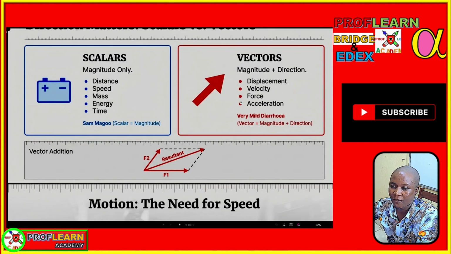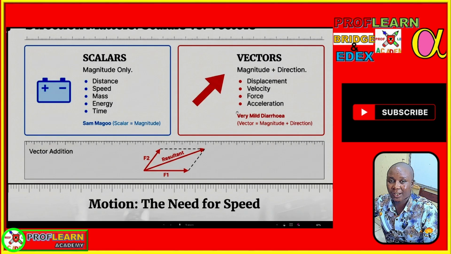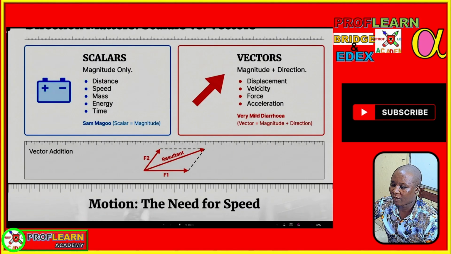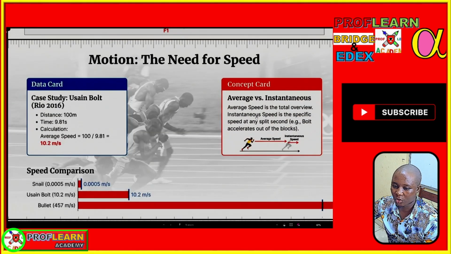You need to understand vector and scalar quantities. Scalar quantities are those quantities which can be described by only size, but they don't have direction, and we have examples well illustrated here. Vector quantities have both size and direction. We have displacement, velocity, force, and acceleration.